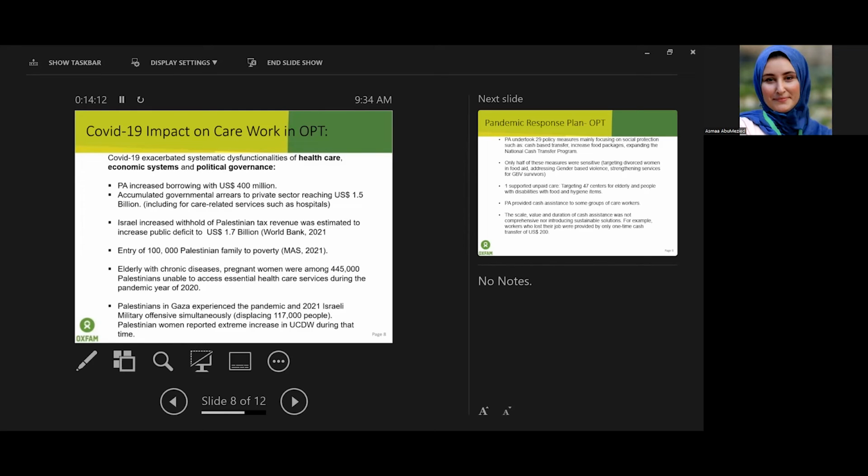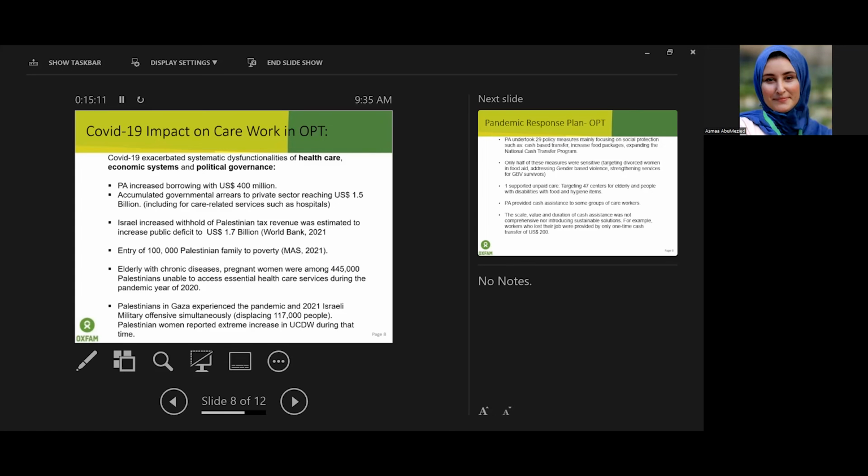Now, another implication of the impact of COVID is that about 100,000 Palestinian families entered the poverty line and became dependent on the Ministry of Social Assistance. And we've also seen that about 500,000 Palestinians were not able to access essential health care services during the pandemic, including elderly and pregnant women. Now, that left the responsibility of taking care of these groups to the household level, and it is usually shouldered by women and girls. If we zoom a little bit on the Gaza Strip, we will find that during the pandemic, people also experienced the 2021 Israeli military offensive on the Gaza Strip that resulted in the displacement of about 100,000 people, and women reporting an extreme increase in unpaid care and domestic work.